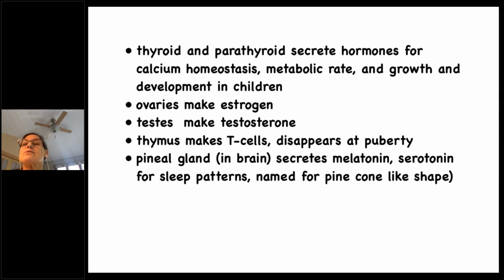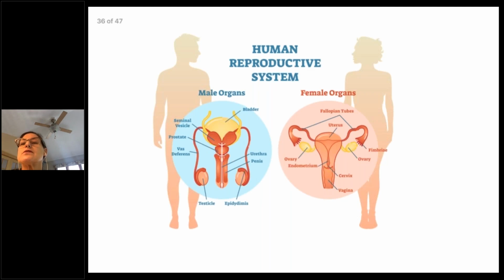Okay, the last system is the human reproductive system, and there are internal and external reproductive organs. And I will take you through, let's start with the female. The ovary contains the eggs, and an egg is released and it goes into the fallopian tubes, and is carried to the uterus. And if it's fertilized, it will stay there and grow and develop into a baby.